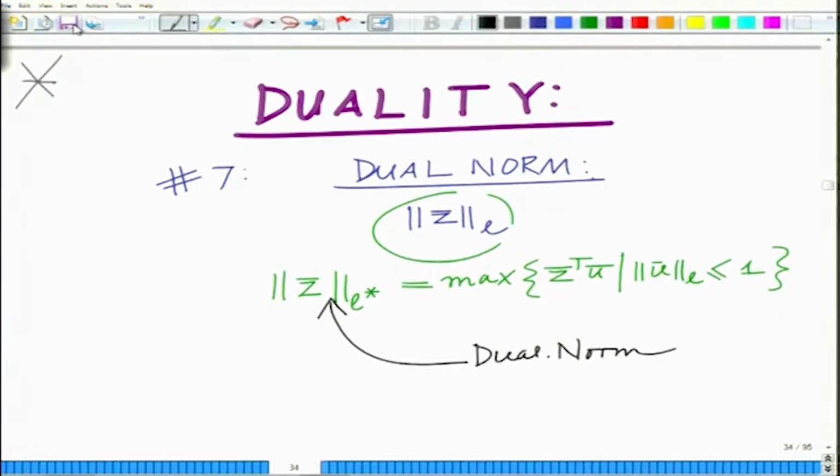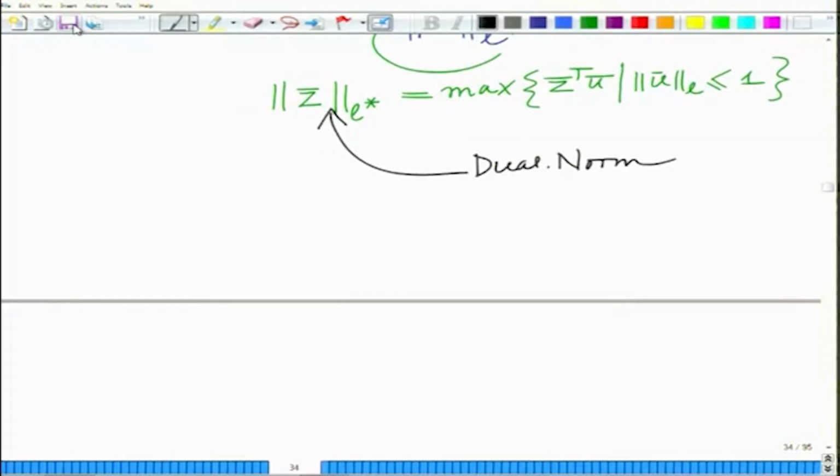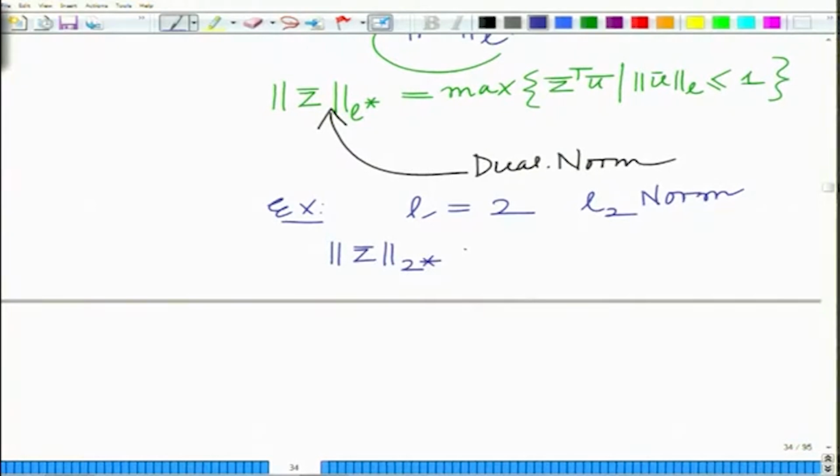Now for instance let us look at some examples. Of course this is simply a definition. Let us look at some examples to understand this. Let us consider L2, that is we are talking about the L2 norm. Therefore what is the dual norm? That is, the dual norm of the L2 norm is maximum over all Z bar transpose U bar such that the L2 norm of U bar is less than or equal to 1.